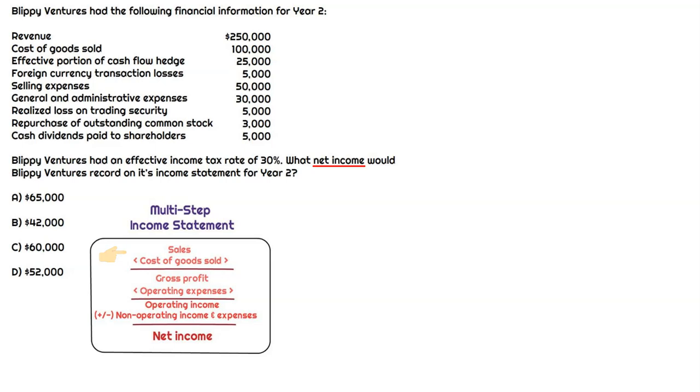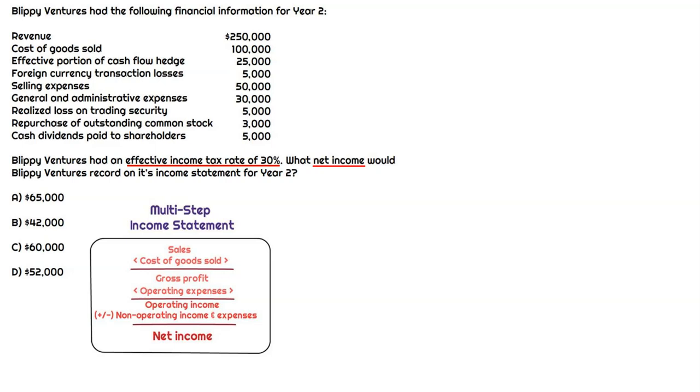That gets us to gross profit. And then we'll subtract out operating expenses, and that takes us down to operating income. And then we need to factor in non-operating income and expenses. Now, in this question, it also gives us an effective income tax rate of 30%. We can't forget about income taxes, so that's going to be the last calculation that we do here.